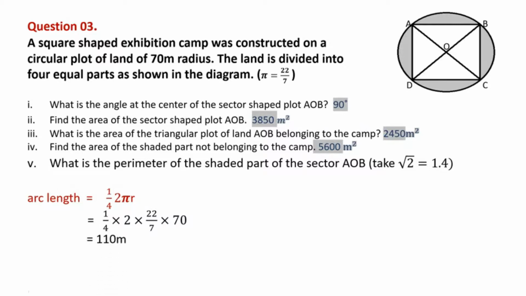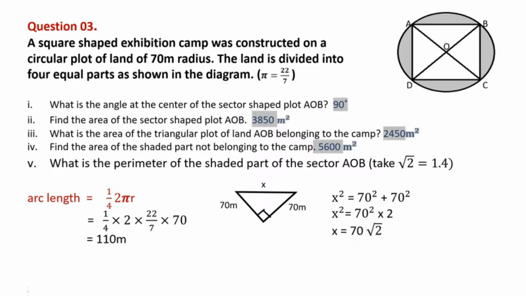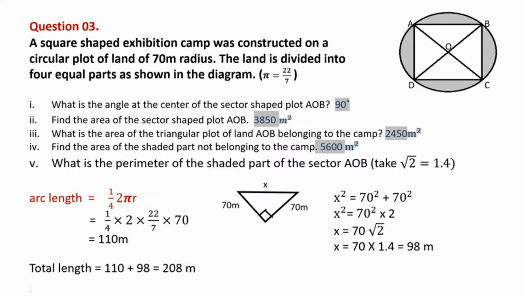When you consider this triangle AOB, we know AO and OB are the radii of the circle, so both will be 70 meters each. We need to find x. That length x can be found using the Pythagoras theorem. Since they have given us to take root 2 as 1.4, by applying the Pythagoras theorem, you can find the value of x to be 98 meters. So this 98 meters plus the arc length 110 meters altogether gives you 208 meters.